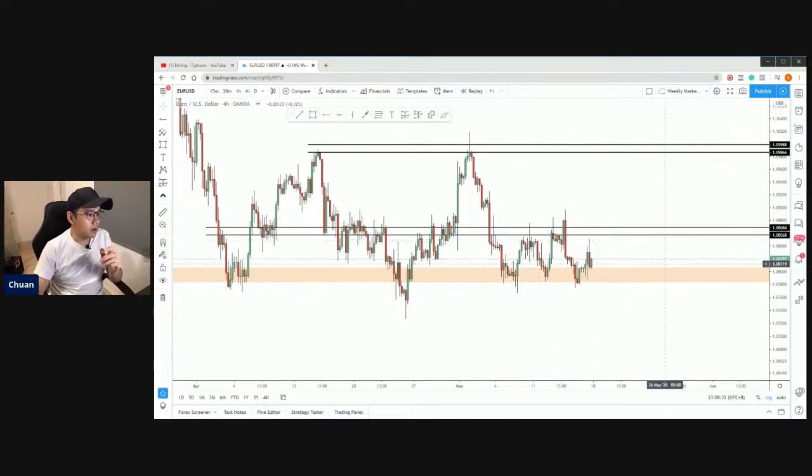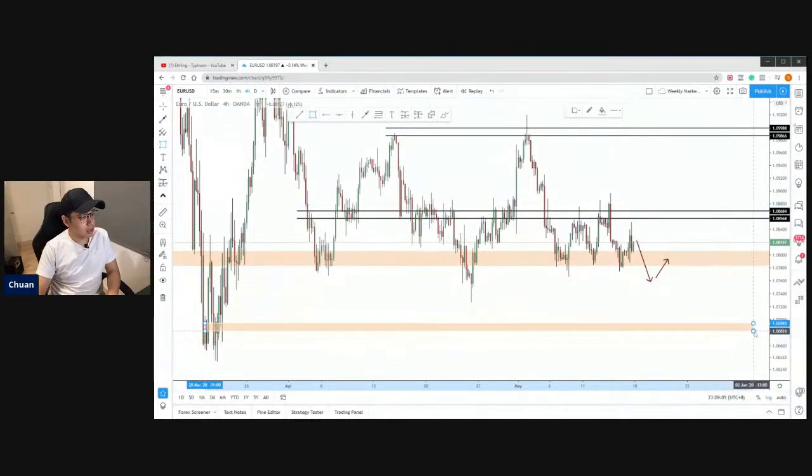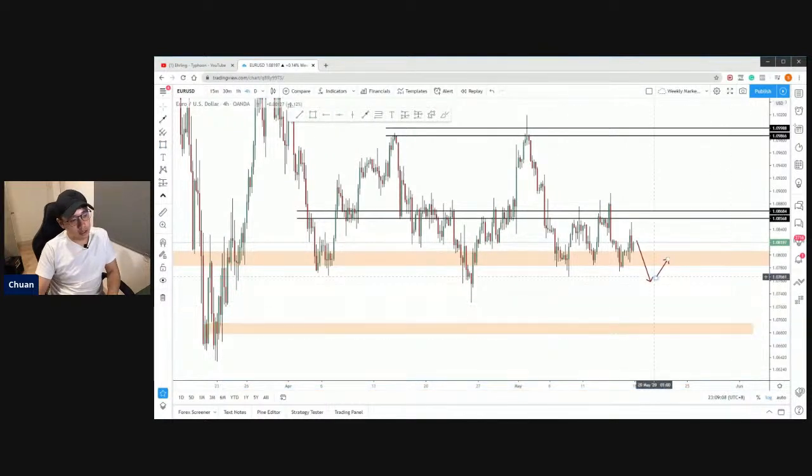In order for me to look for a buy trade, I need this H4 level of resistance to be broken, and I will enter a buy trade, and my target will be here, the H4 previous swing high. For a sell trade, I will wait for this daily support, also the H4 support level, to be broken as well, and I will go for a sell entry, targeting the next swing low, about 1.0678. So this is my view on the euro dollar.